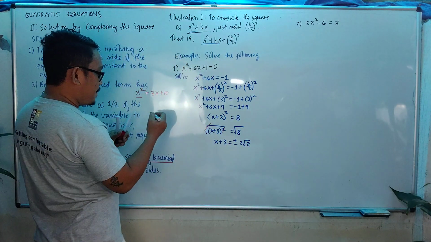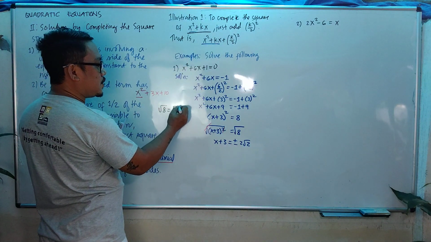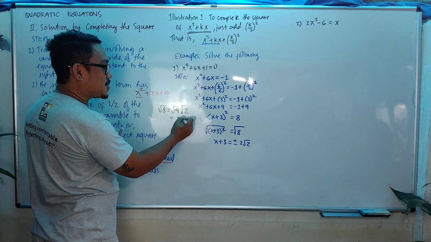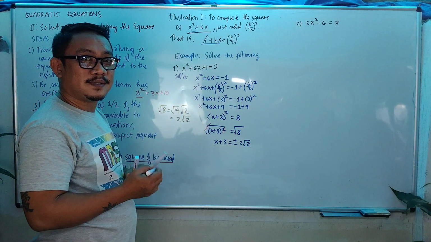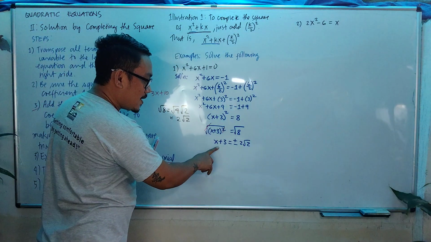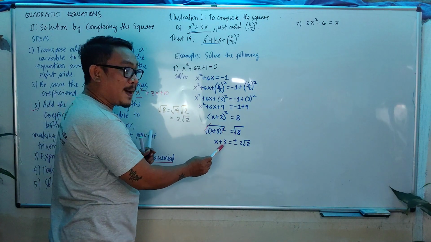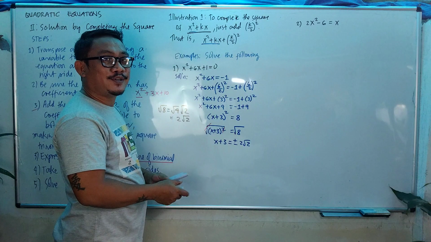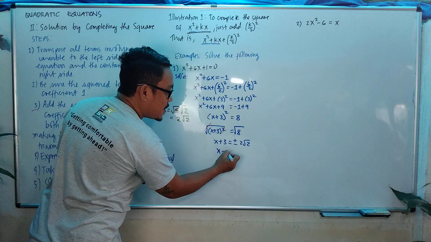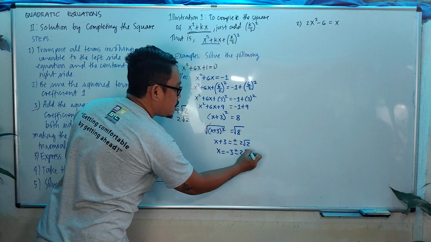Because, if we remember, the square root of 8 is just equal to the square root of 4 times the square root of 2, correct? What is the square root of 4? That is 2. Then you just copy the radical, square root of 2. So here, let's solve for x. We simply transpose positive 3 to the right side of the equation. So this becomes x is equal to negative 3, plus or minus 2 square root of 2.